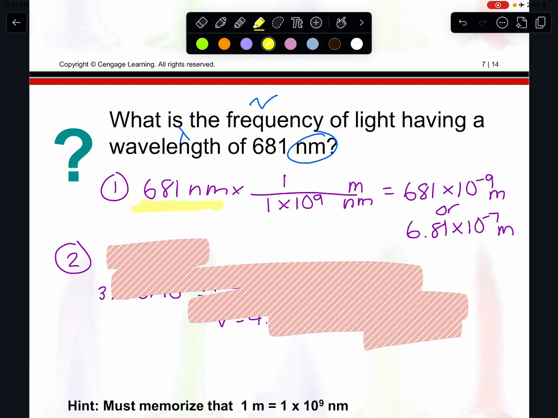So I went ahead and took 6.81 nanometers, and I did the metric dimensional analysis that I've showed you before. So nanometers on the bottom to cancel it out, meters on the top. We know there's 1 meter in this many nanometers. You have to memorize that.